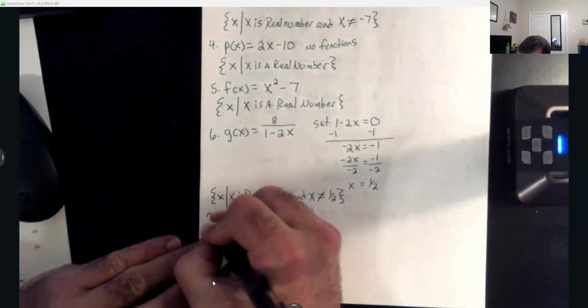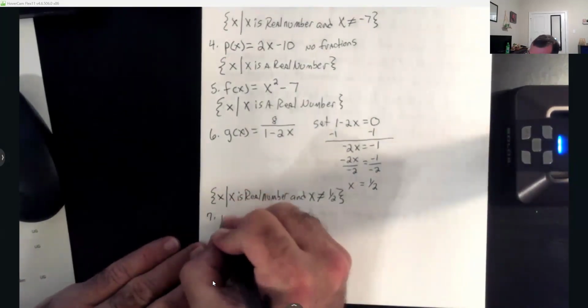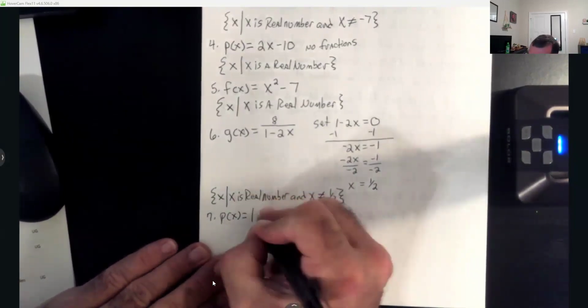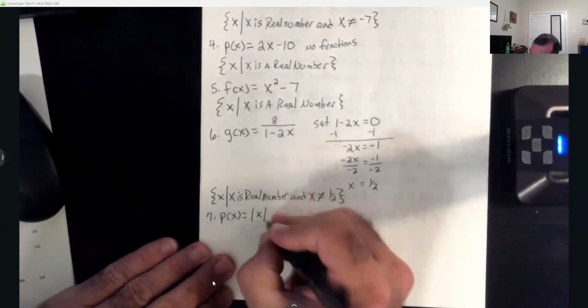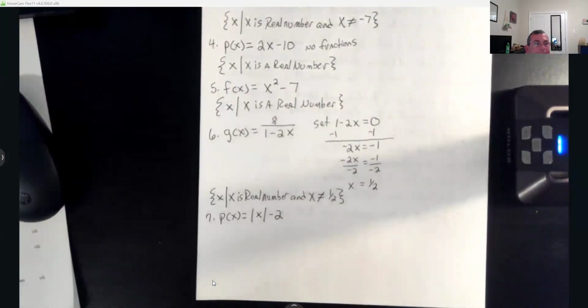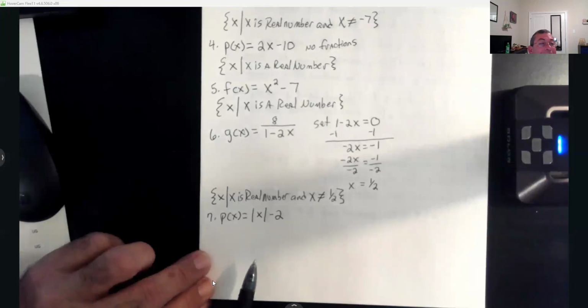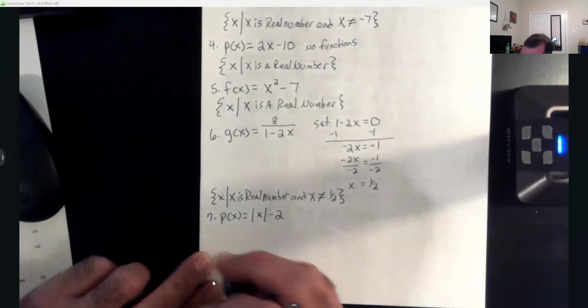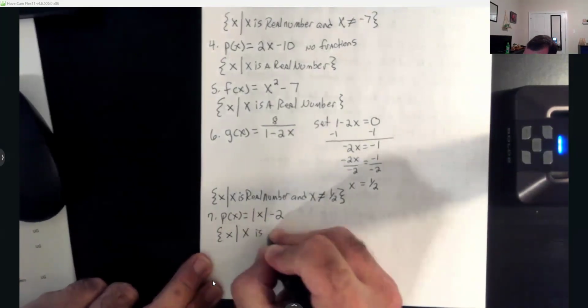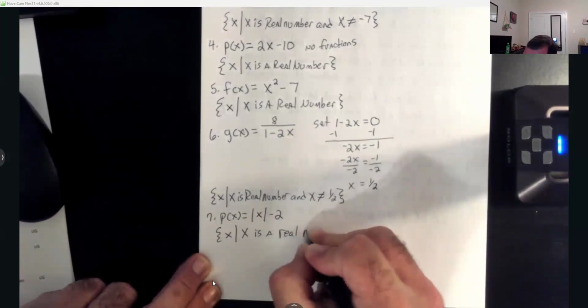All right, so number 7 here. P of x equals, oh y'all look at this, absolute value of x minus 2. So I asked y'all, what is my domain? All right, good job. There is no fraction, so that means all real numbers. Good job, y'all. So x such that x is a real number.